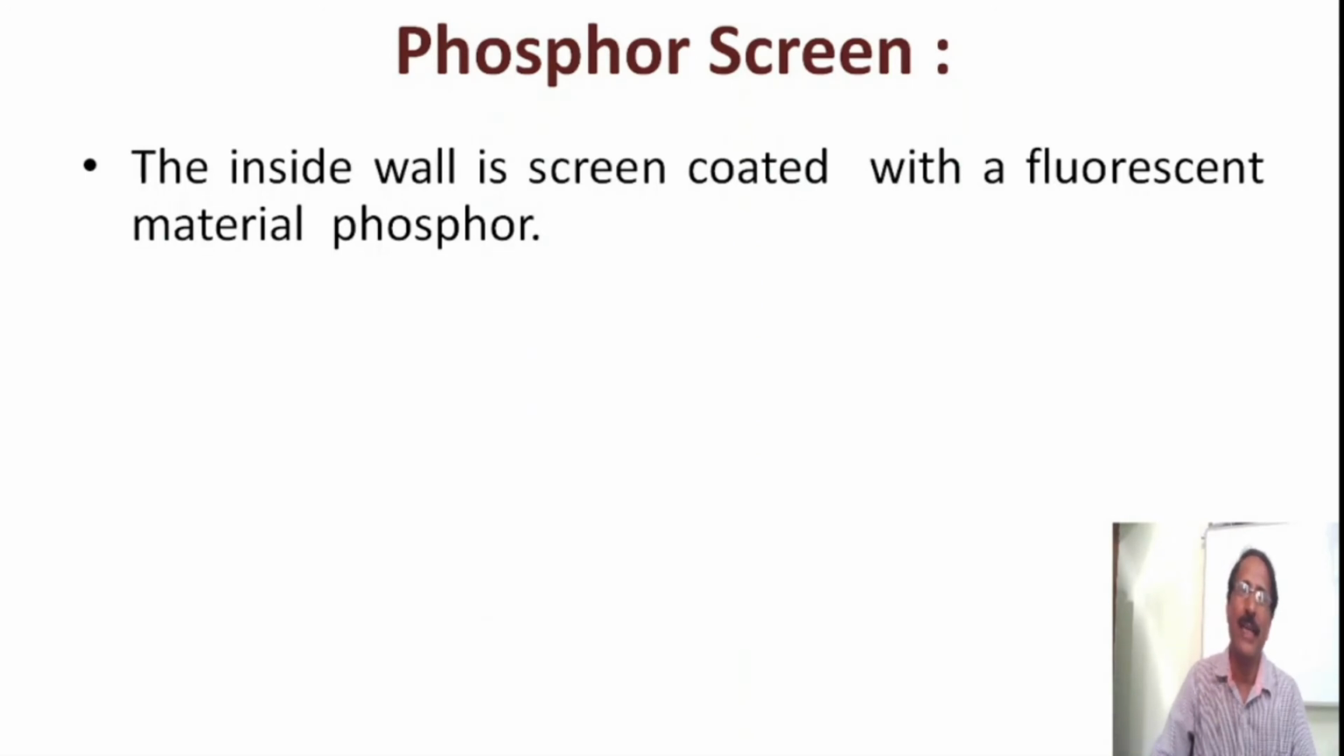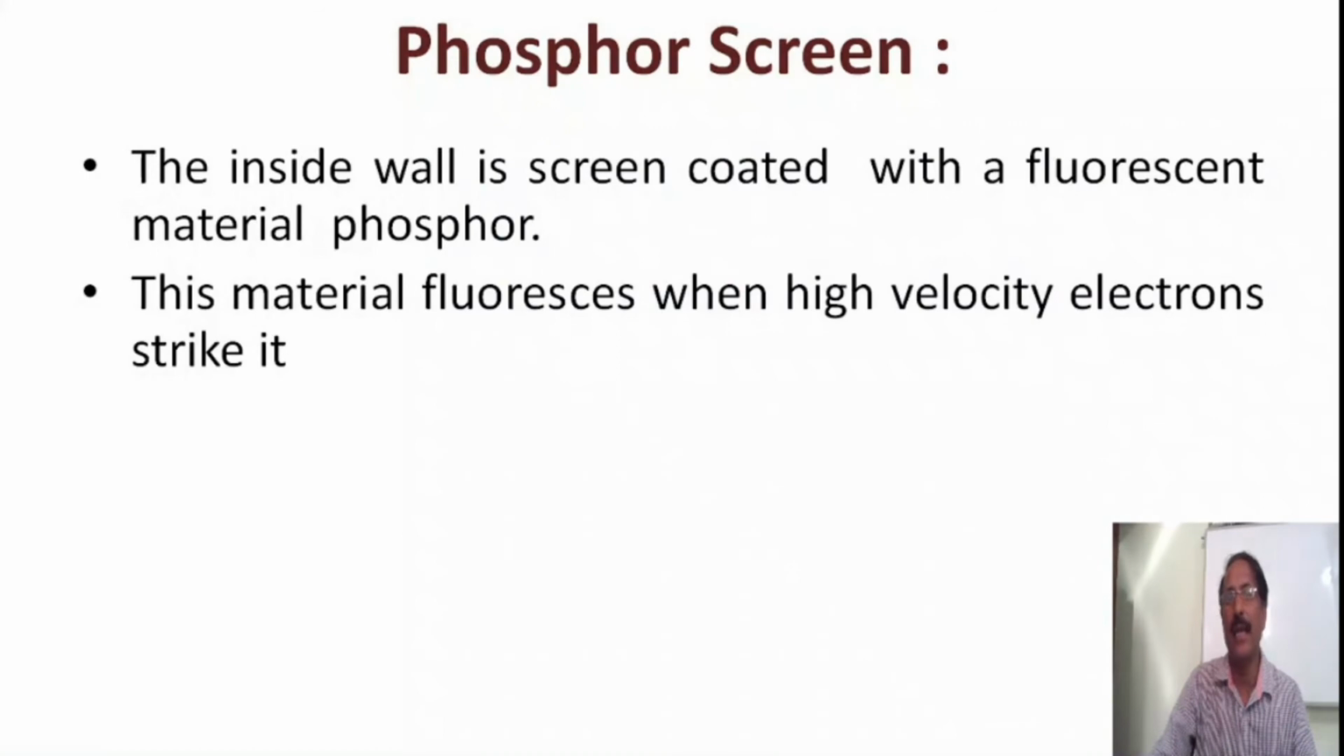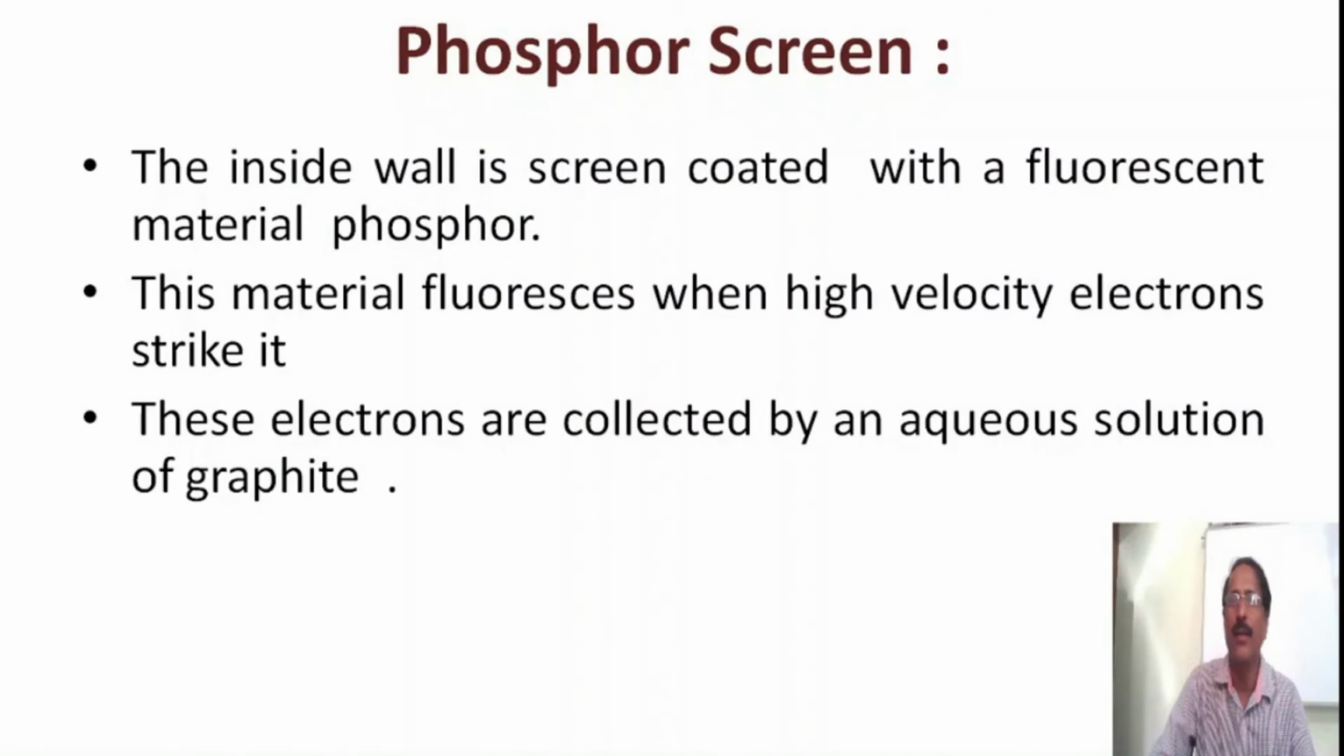These electrons are collected by a conductive coating. This is called an aqueous solution of graphite, which is known as aquadag. This conductive coating is deposited on the inside surface of the glass bulb, which is connected to the second anode. Depending upon the material used in the fluorescent screen, it is possible to have green, orange or white light.